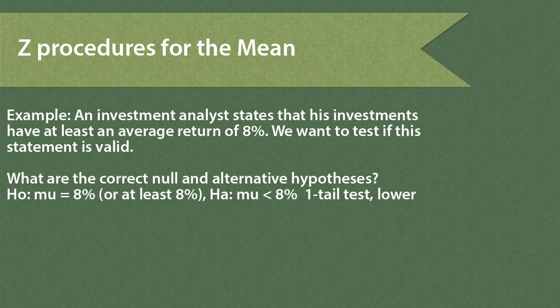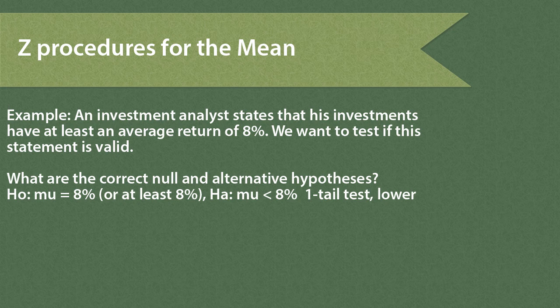Now let's look at a case that produces a need for a lower tail test. Say, for example, an investment analyst states that his investments have at least an average return of 8%. We want to test if this statement is valid. Because he's guaranteeing or stating an average return of at least 8%, we have to at minimum use as a null hypothesis that mu is equal to 8%.